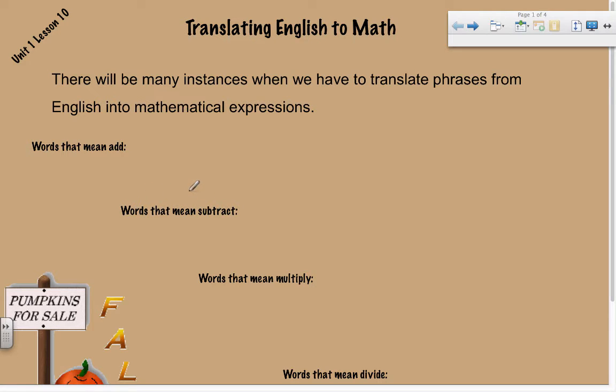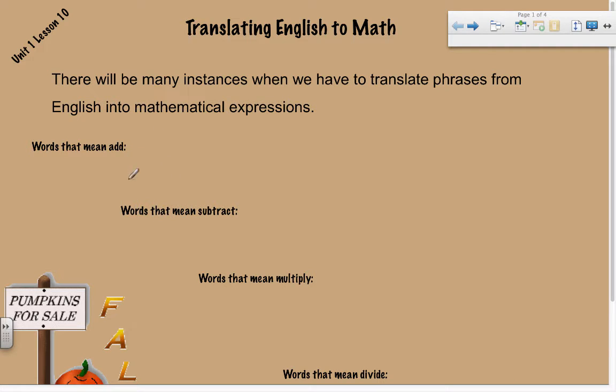math equations. There will be many instances when we have to translate phrases from English into mathematical expressions. Basically, that's what engineers do. I want to build a bridge. Okay, so now we have to turn that phrase, I want to build a bridge, into a bunch of mathematical expressions, which will get us a bridge.